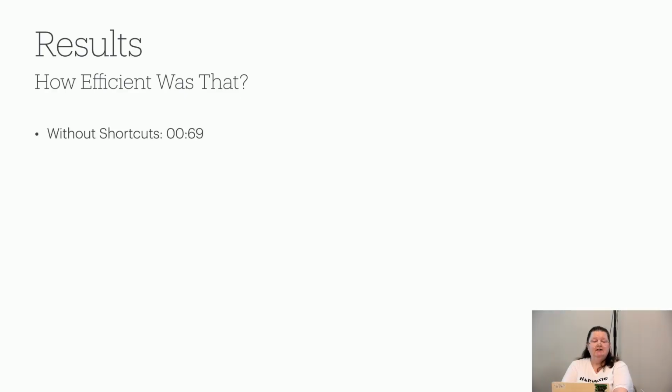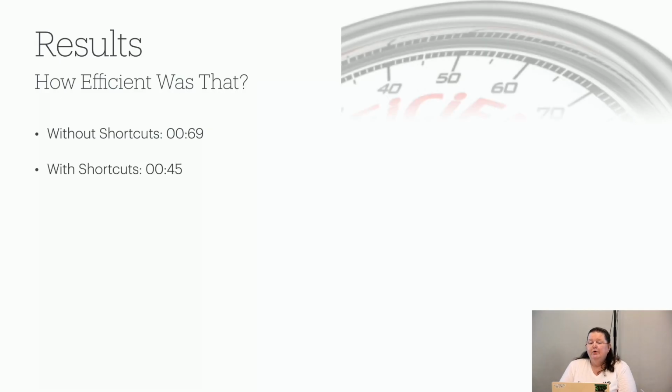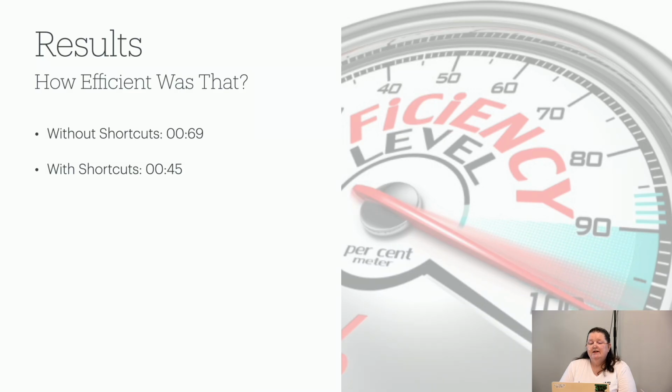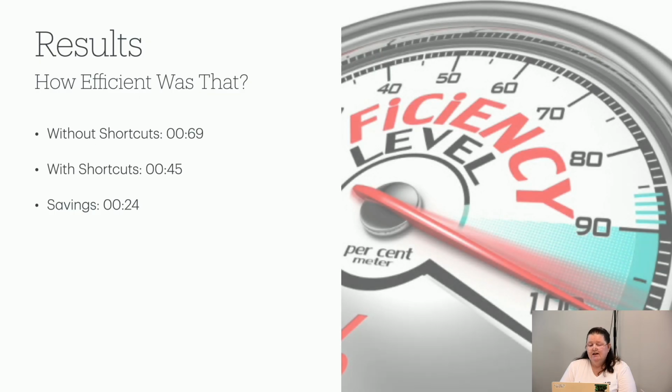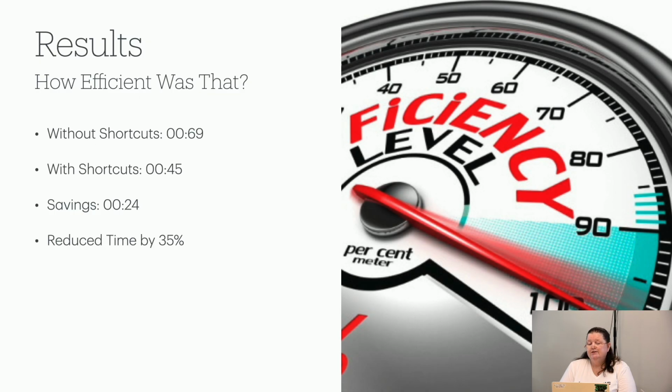So to recap, without using shortcuts, it took 69 seconds. Not bad, they were pretty focused on what they were doing. But replacing the button clicks and menu selections with shortcuts, the very same actions took only 45 seconds, a savings of 24 seconds, which means that keyboard shortcuts reduce the effort and time over 35%. I think that's impressive. Would you agree?